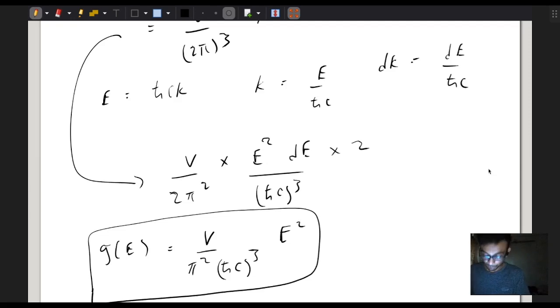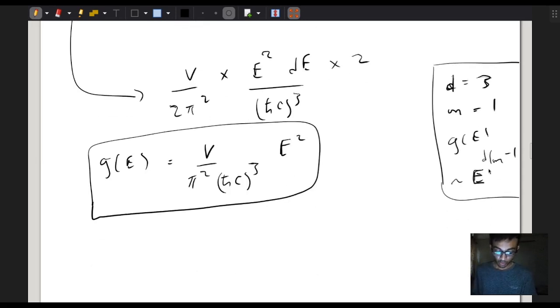If you notice, this is in 3 dimensions with linear dispersion. We have already discussed the general form of the density of states for a general spatial dimension and dispersion. We know that the density of states goes as E to the d by n minus 1, like we have discussed many times. So indeed the density of states goes as E squared, but we did this calculation again just to get all the factors exactly right.